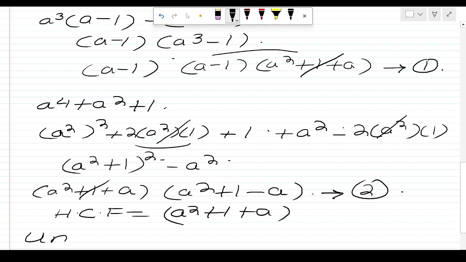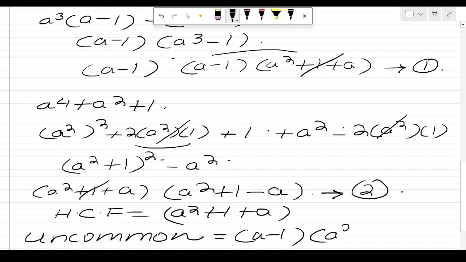And now we need to find our uncommon factors. The uncommon factors are what? They are a minus 1 and a minus 1. So we can just write a minus 1 only a single time. And after that we have a square plus 1 minus a. So we are going to write a square plus 1 minus a.